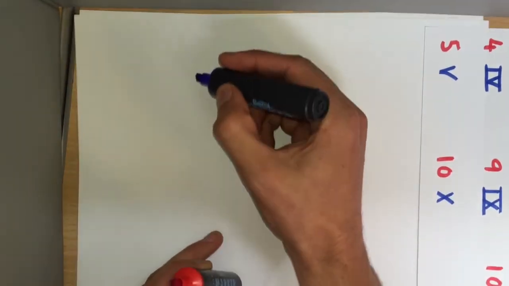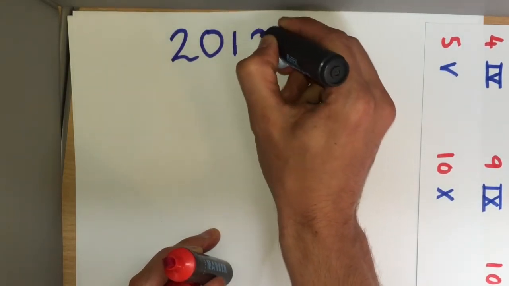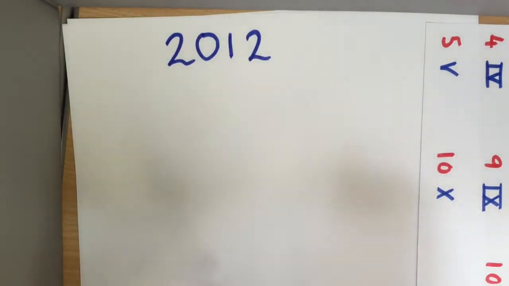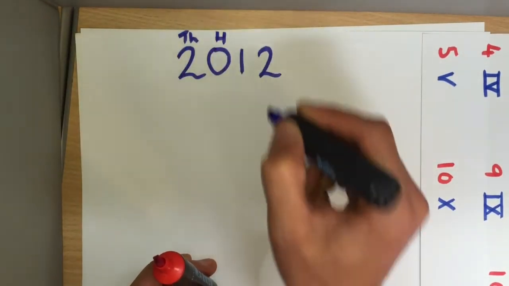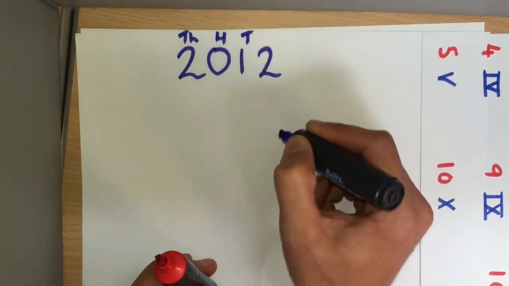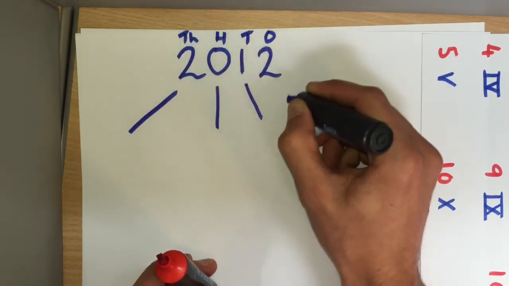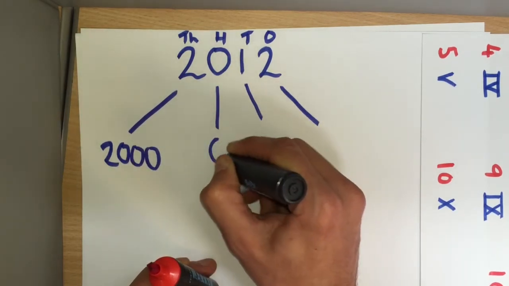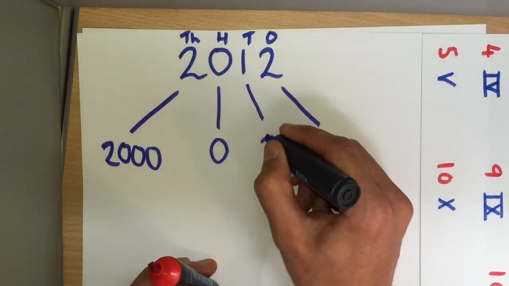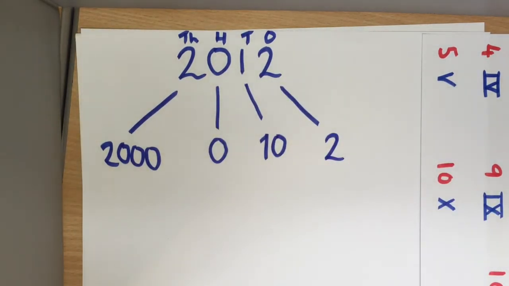Let's say I have the number 2012. Let's partition it down again. We know that this 2 is in the thousands column, the 0 is in the hundreds, the 1 is in the tens, and this 2 is in the ones. And broken down, that makes 2000, no hundreds, 1 lot of 10, which is 10, and 2 ones, which is 2. Now I'm going to do what I did before, and I'm going to put down the Roman numerals for each of these numbers.